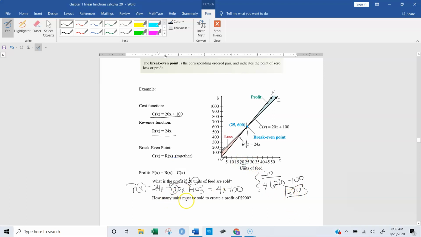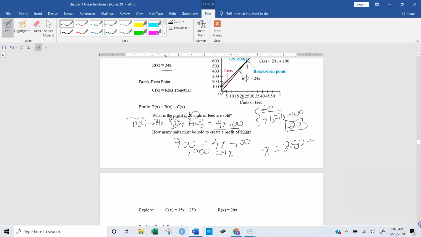All right, how many units have to be sold in order to create a profit of 900? So I want to know when I'm making money. So I'm going to put 900 in here. I'm going to use this equation because it's easiest. 900 equals the 4x minus 100. So let's add the 100. So $1,000 equals the 4x. Divide by 4. X equals 250. So I have to sell 250 units to make $900.